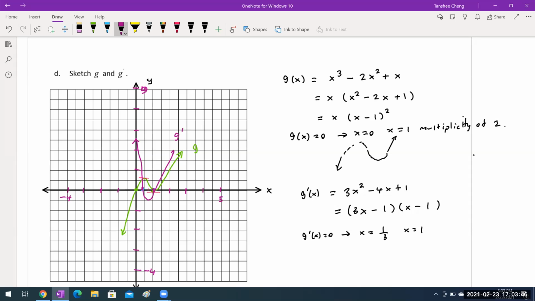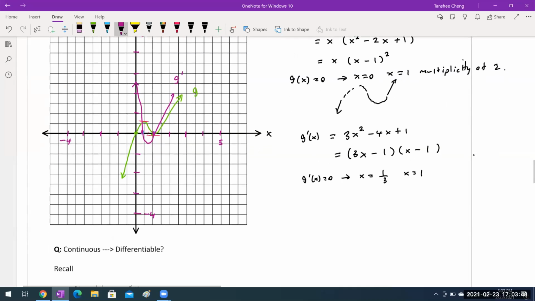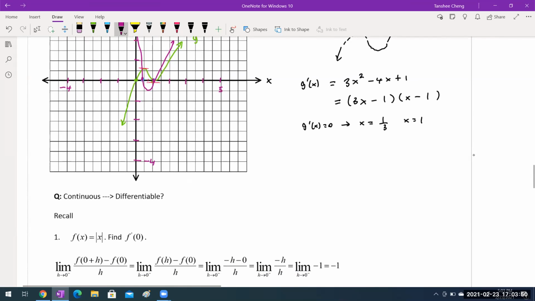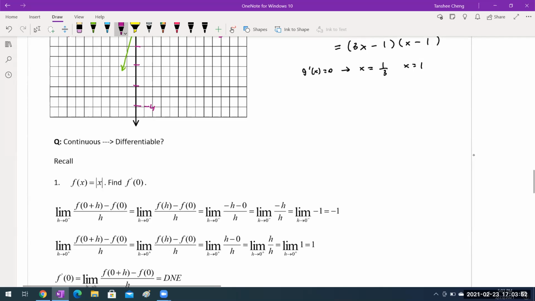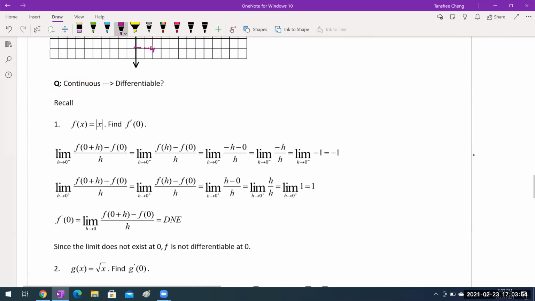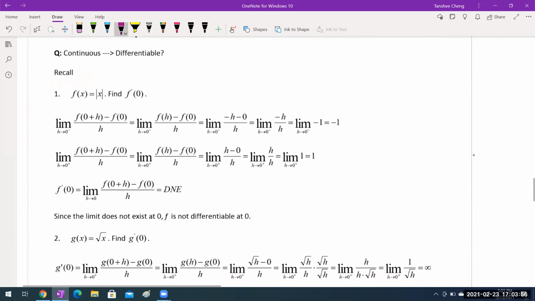Now, continuing moving on from here, what we want to do is ask these questions, because we learned continuity in chapter 1.8. The question will be, if the function is continuous, is it differentiable? And what we can do is look at this and give you a quick example of it.